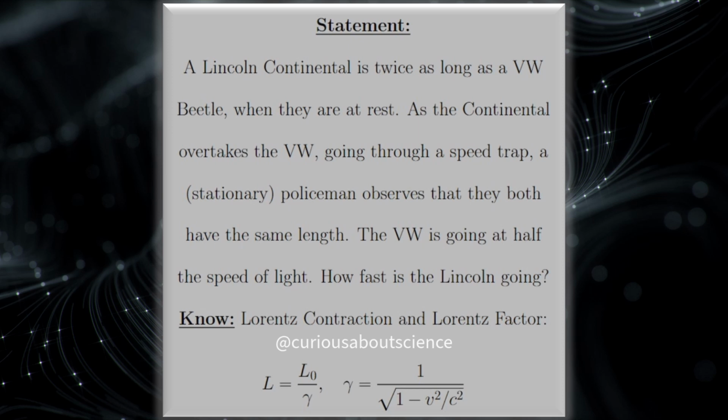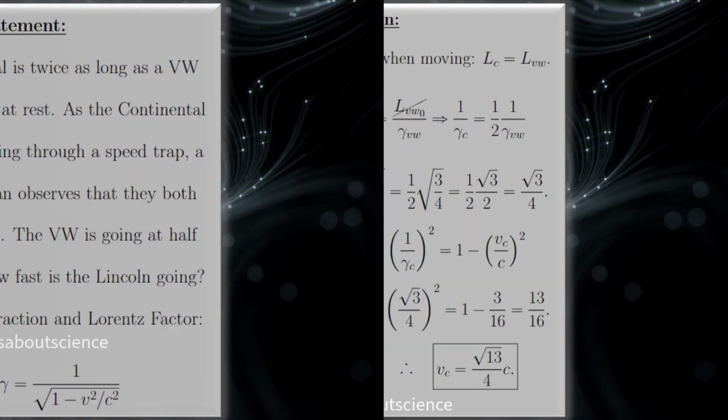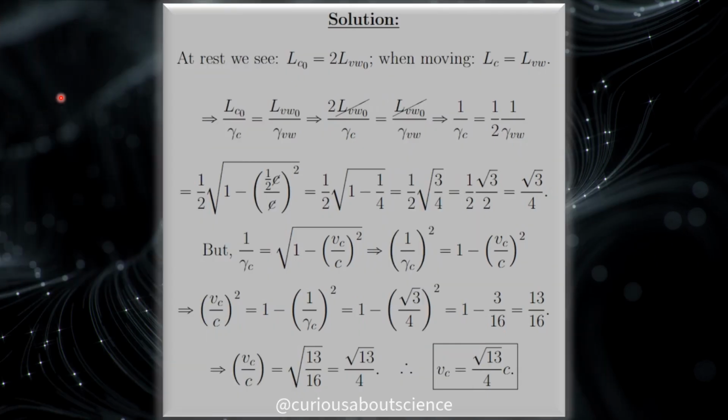What we know is that the Lorentz contraction will happen by the Lorentz factor. So L is equal to L naught divided by gamma, where gamma is the Lorentz factor that we've been using. A quick note is that the Lorentz contraction can only happen in the direction of motion. So not perpendicular, those directions don't contract, only the direction of motion does. So be aware of trick questions like that. At rest, the Continental is twice the length of the VW bug. But when moving, the Continental is the same length as the VW bug.